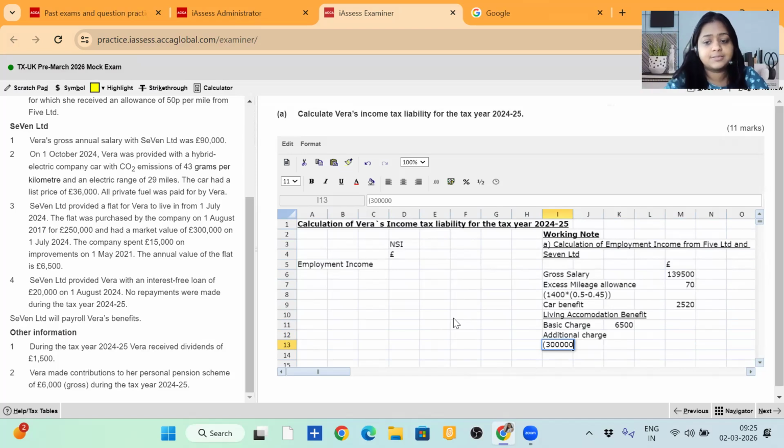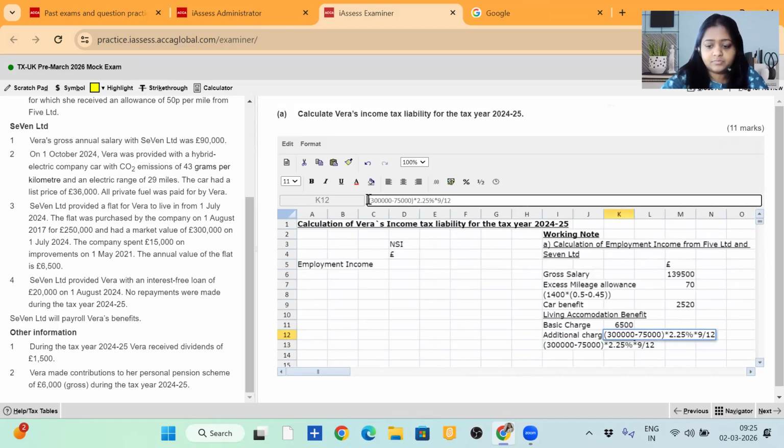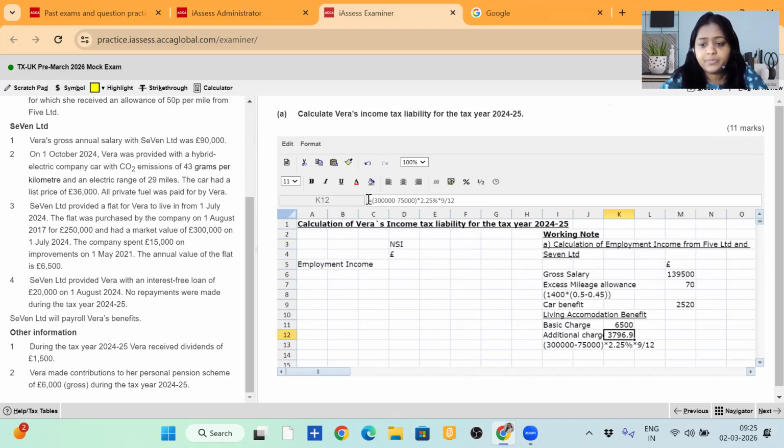It will give you half marks. Okay, so here we'll take 300,000 less 75,000 and multiply it with the percentage that we did, which is 2.25%. Now, again, please see when it is first provided to the employee on 1st July. That means we'll take it for 9 months, correct? So I'll take it for 9 months. So I get here in total 3797 and 6500.